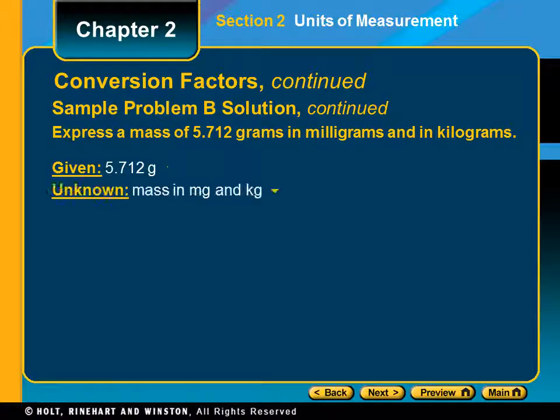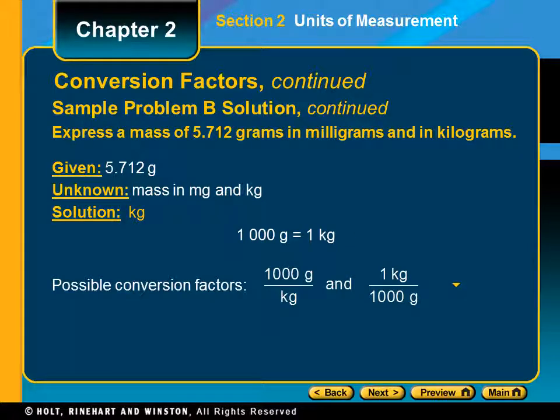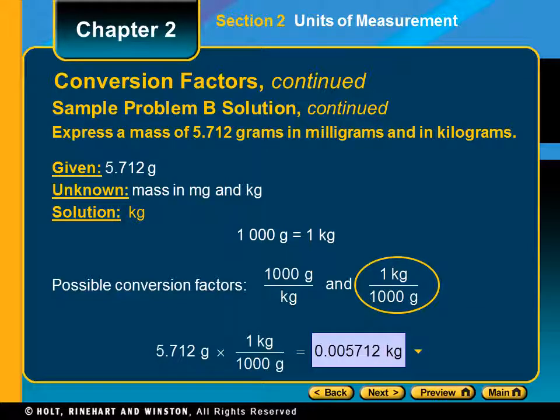We set it up again, start out the same way. This time you want to solve for kilograms. You know that 1,000 grams equals 1 kilogram. You know that you're either going to have it set up one way or the other, depending on what you want to get rid of. You're going to pick again with the grams on the bottom, because that's what you want to get rid of. You set up the problem: 5.712 grams times 1 kilogram over 1,000 grams. Notice again your grams cancel out, your kilograms carries over into the answer. You do your math, which ultimately this time is going to be 5.712 divided by 1,000, and you get your answer.